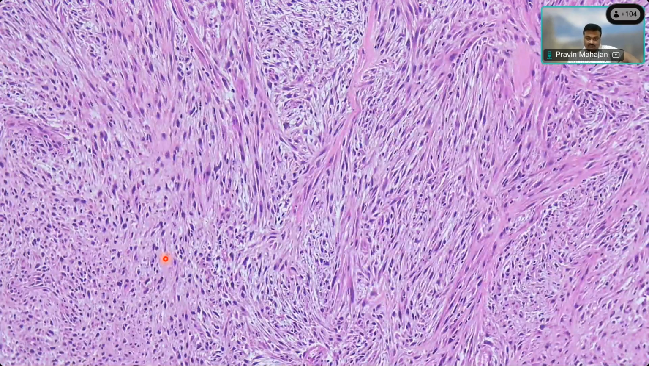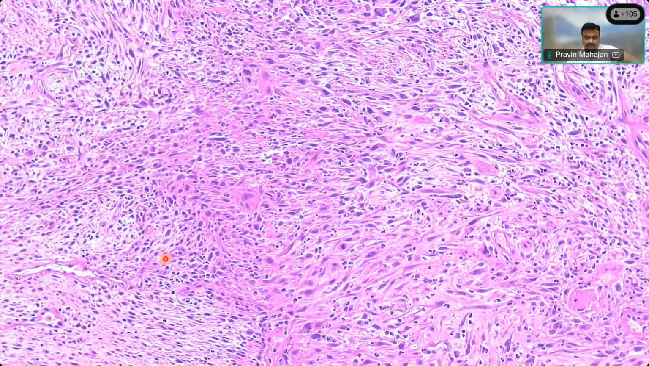Now, what about this? What more do you want to say on this? So this high power view is showing monomorphism of the cells. Again, the arrangement is of fascicles. Very good. Then, sir, we can say the cells have abundant eosinophilic cytoplasm in them. Yes, very good. So we'll see some other thing now.